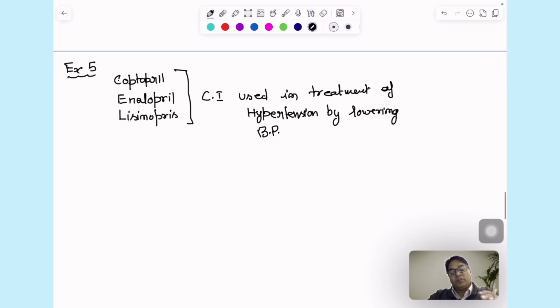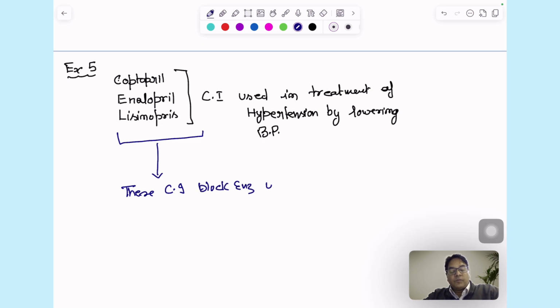Now what do they do? They all block an enzyme which is responsible for converting angiotensinogen into angiotensin. So these competitive inhibitors block certain enzymes which are used in the synthesis of angiotensin.